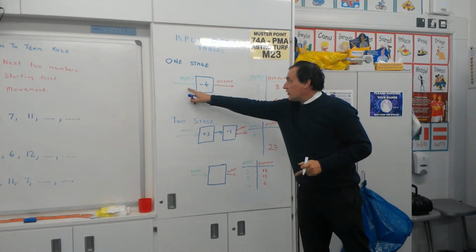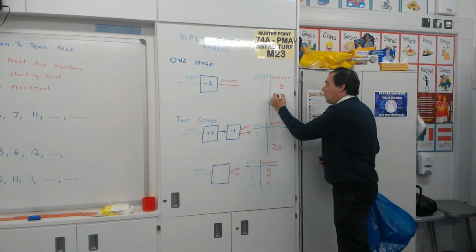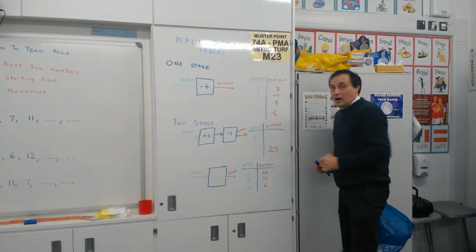Careful, if we have 3 as an input, take away 4, we're going to be dealing with a negative number here. So that would make the answer -1.